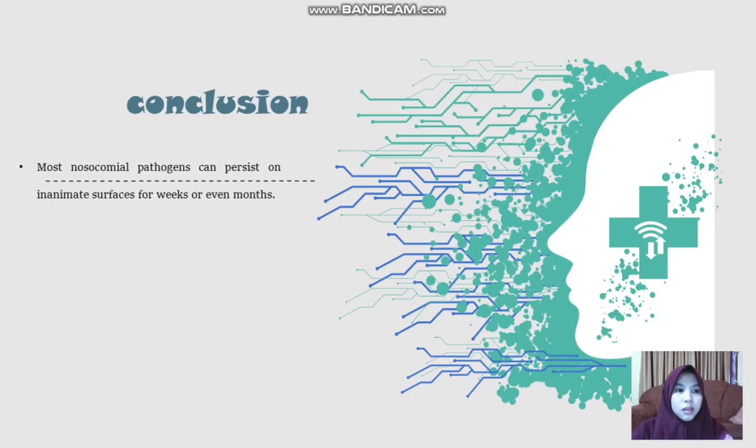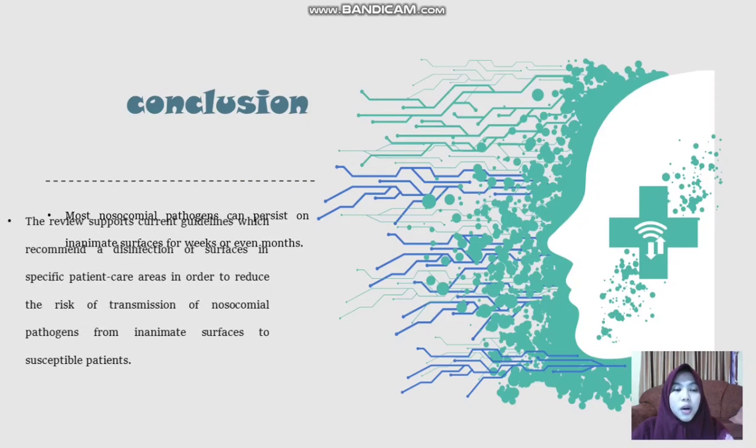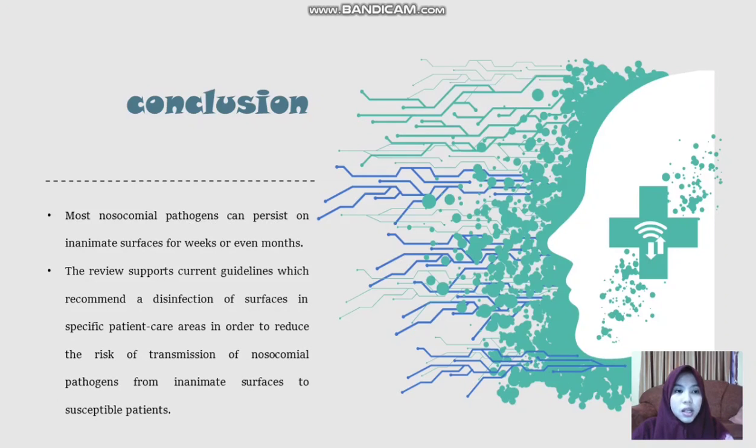Conclusion. There are 2 points of the conclusion. Most nosocomial pathogens can persist on inanimate surfaces for weeks or even months. The review supports current guidelines which recommend a disinfection of surfaces in specific patient care areas in order to reduce the risk of transmission of nosocomial pathogens from inanimate surfaces to susceptible patients.